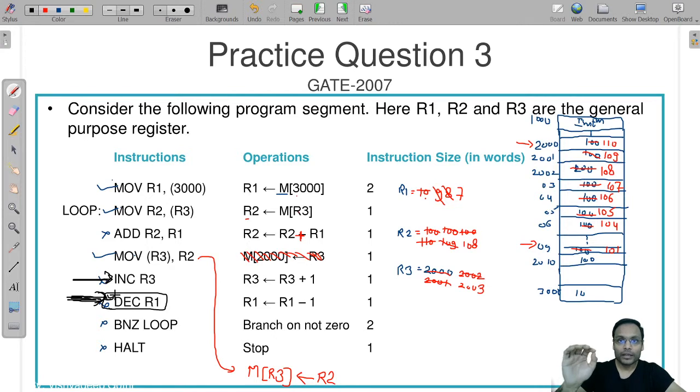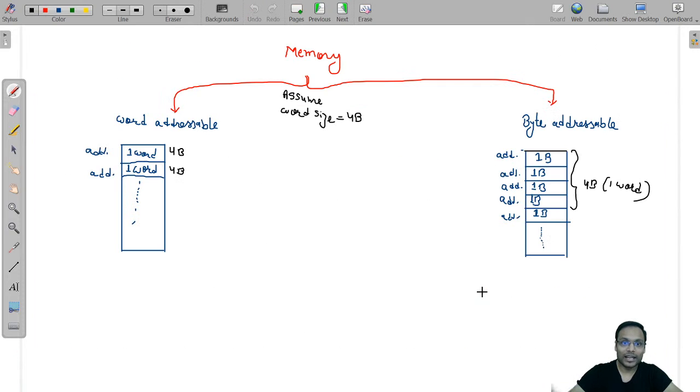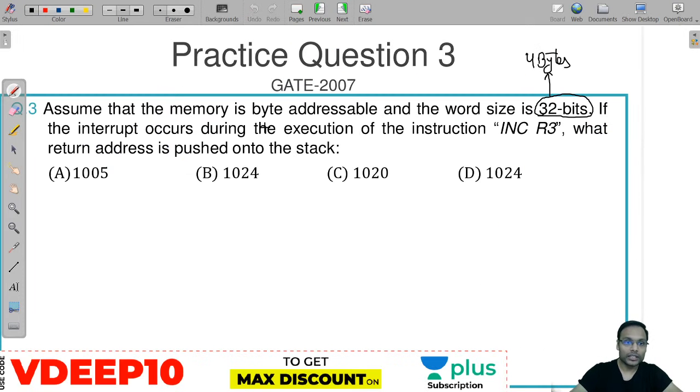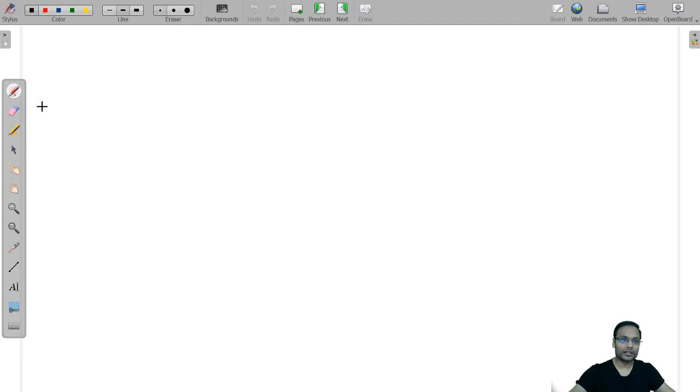So if in this particular case somebody is asking me that during the INC R3 instruction execution an interrupt occurs, then what return address is pushed onto the stack? Then this instruction's address is pushed onto the stack. Okay, so what happens in that case? I'll have to draw the storage here, to show how these instructions are stored in the memory.